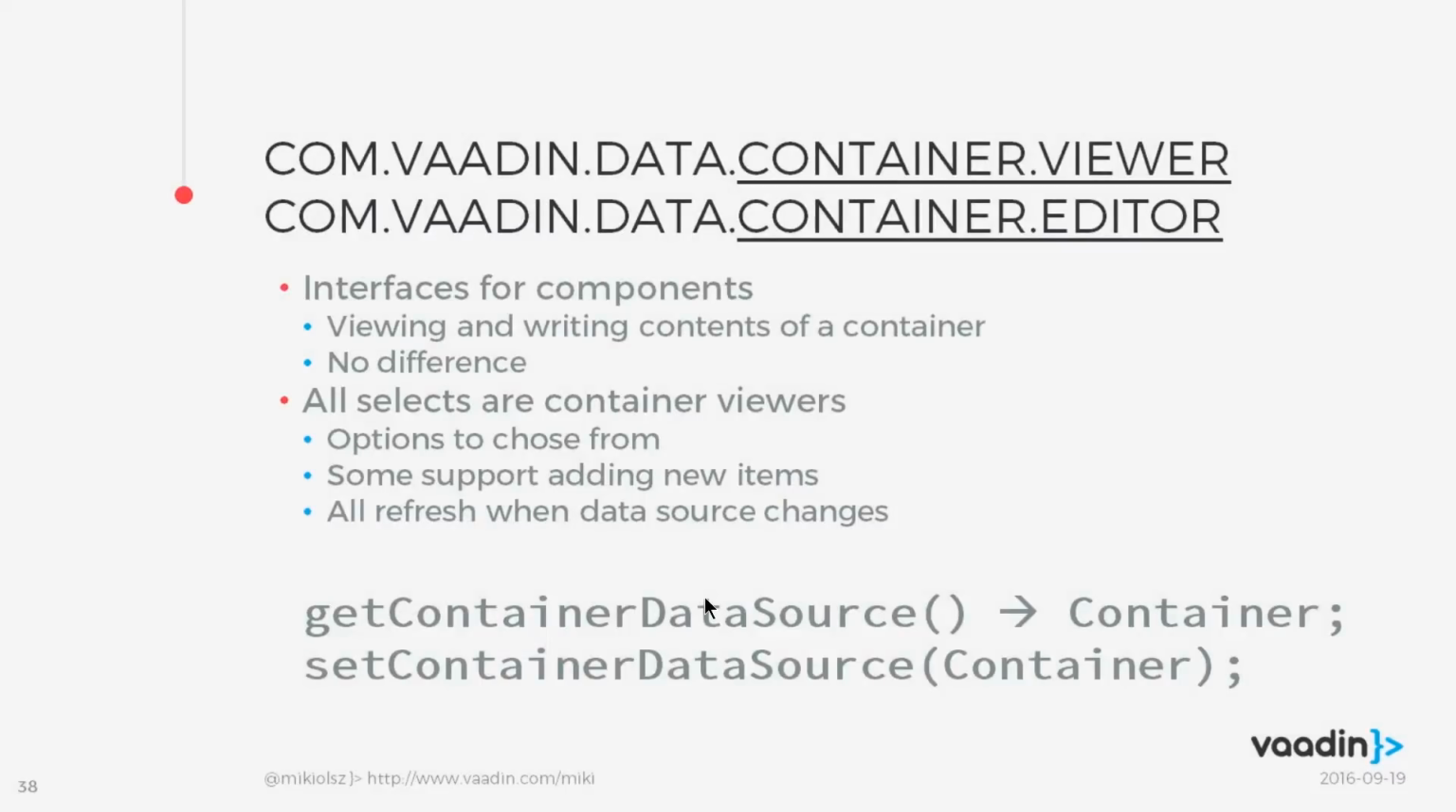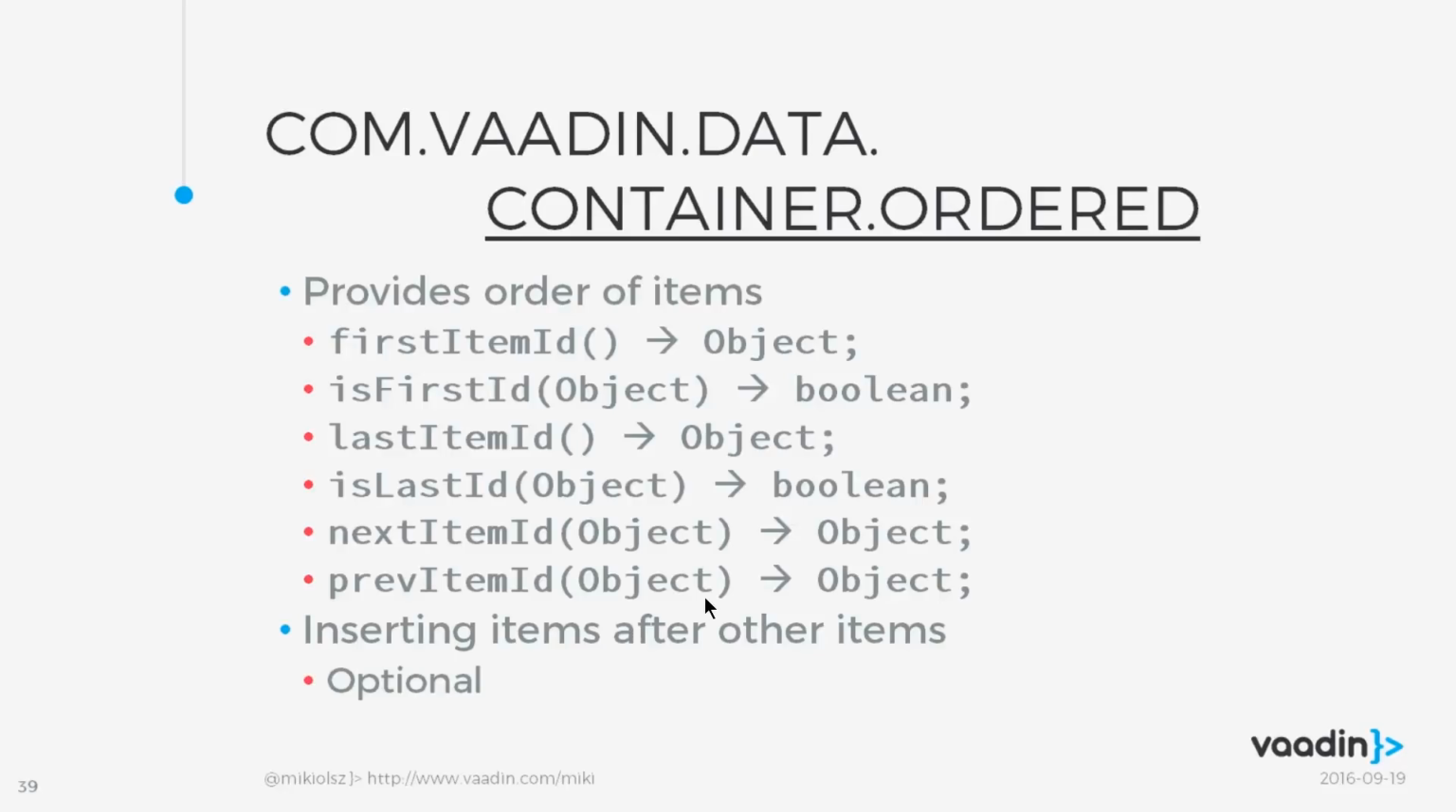Again, container viewer and container editor. This is like showing you an intended use of a component. All selects are viewers, so they give you options to choose from based on the data source that you have. So an ordered container, this is like the first of extra features that you have in a container. As I said previously, by default, a container interface does not guarantee any order of the items. Ordered gives just that. It allows you to traverse through the items from first to the last.